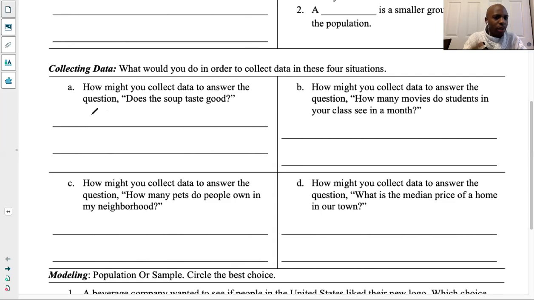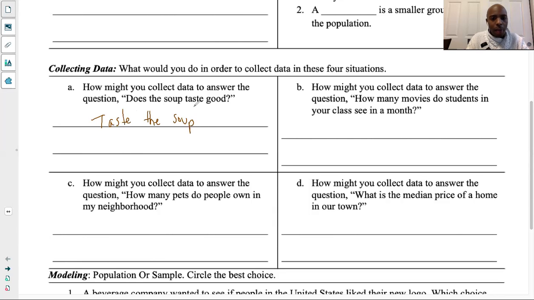And now I'm just going to read them, and I'm going to share after I give a pause. I'm pausing so you can write down your answer. After I pause and give you a chance to write down your answer, I'm going to share what my answer would be for every single one of these. And they may not be the exact answer. Your answer may be right, but I'm going to share what I would have put for my answer. Now, for this one here, does the soup taste good? The way that I would collect the data for this particular question is I would simply taste the soup.